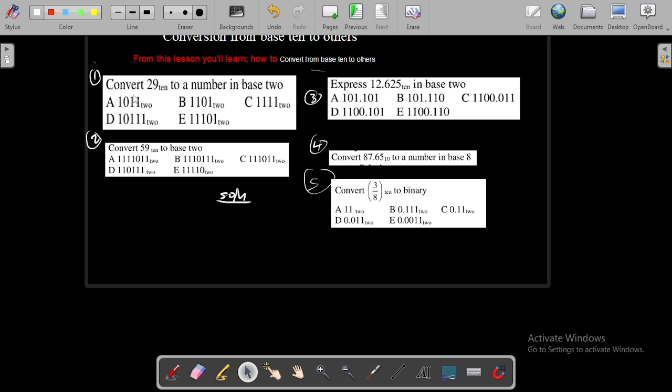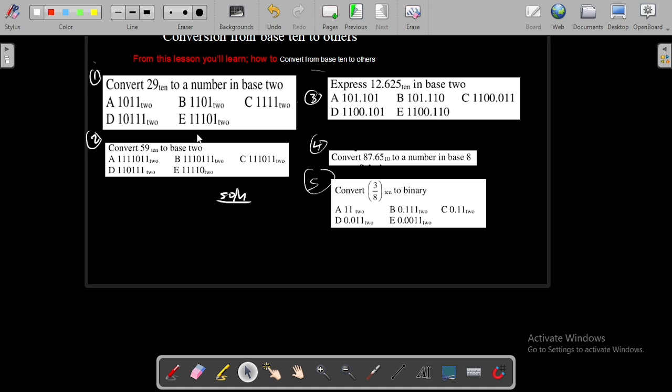The question is: convert 29 base 10 to a number in base 2. You want to convert 29 base 10 to base 2. In our bases, we put it as 29. You don't put the 2 digits together. You only write this as 29, because they're different. So we want to convert it to base 2, and here we have the options.